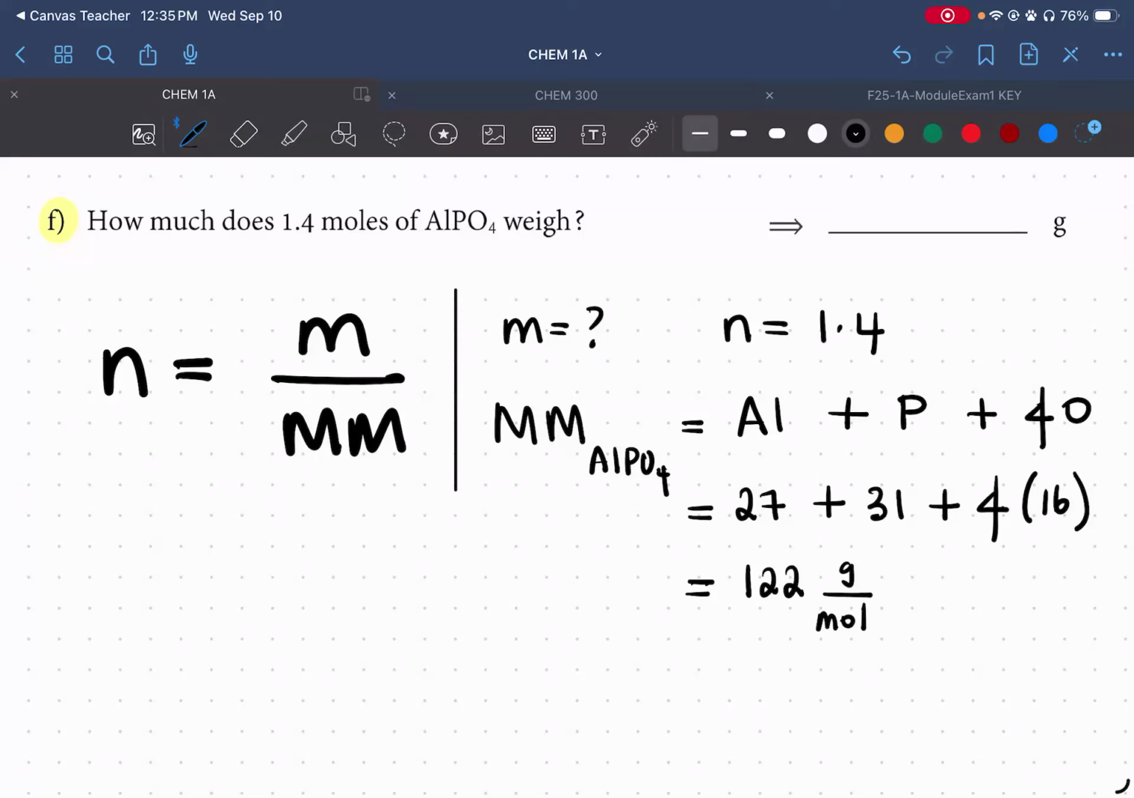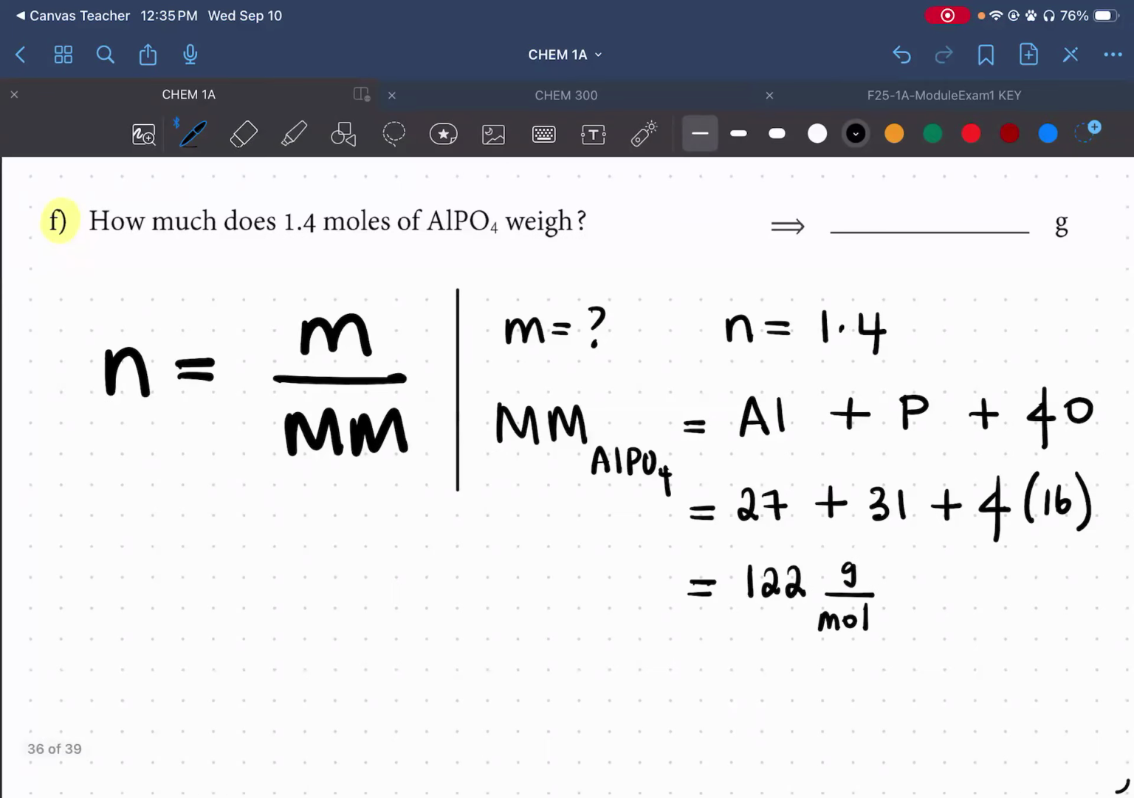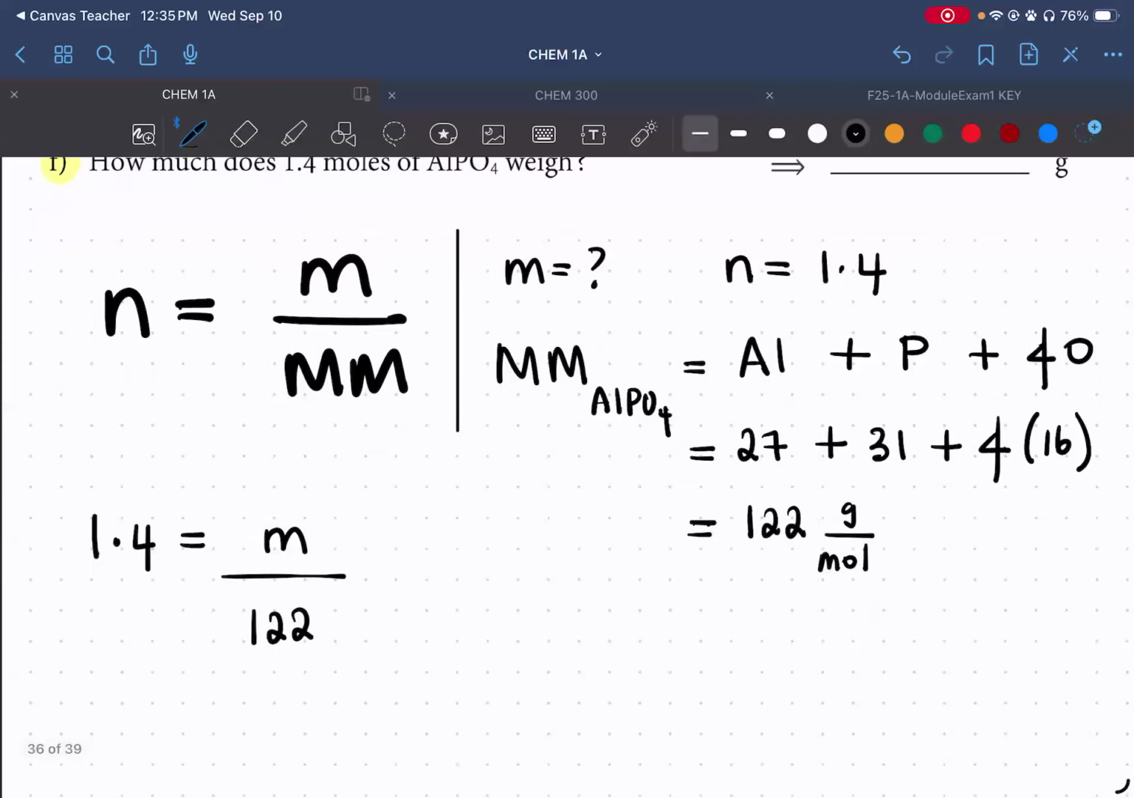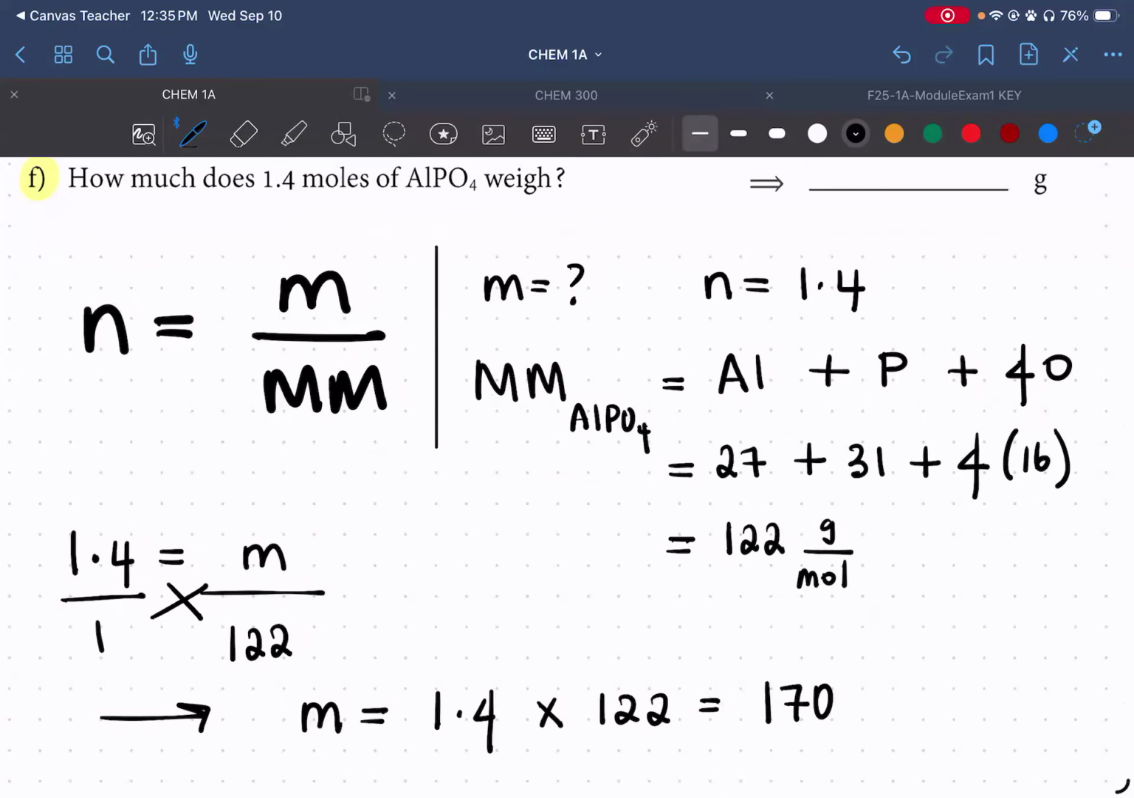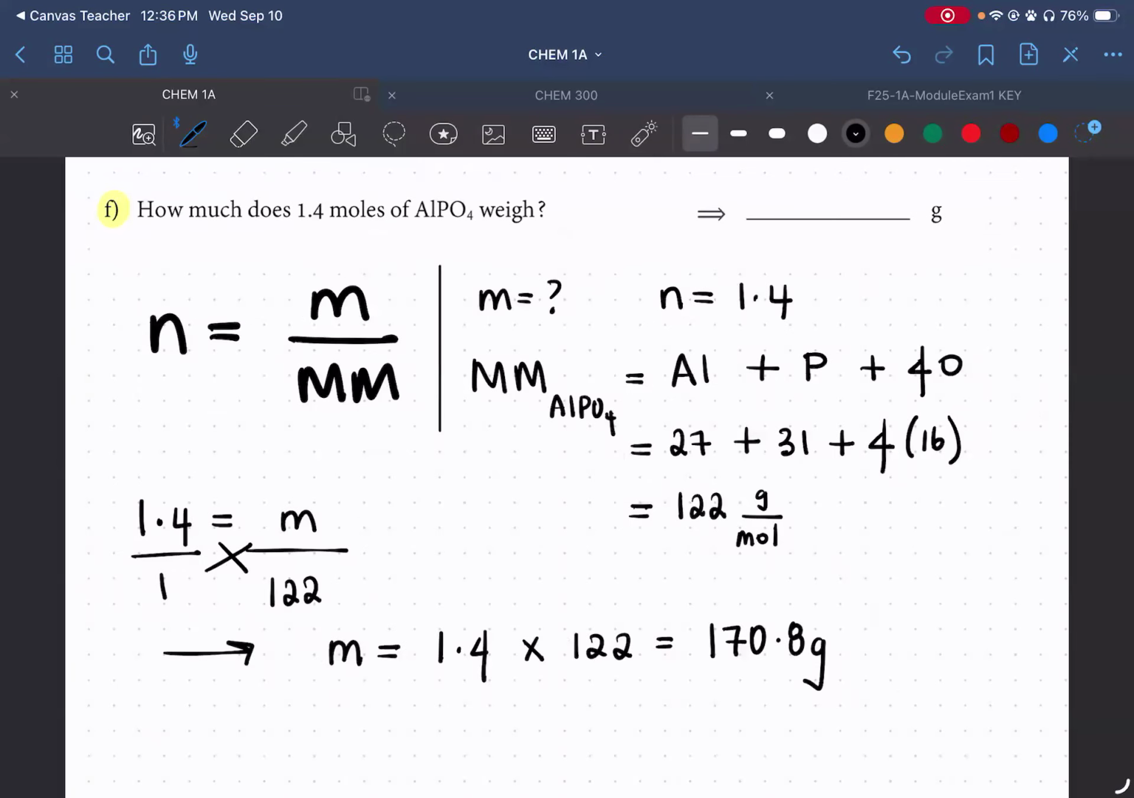Now that we have the molar mass in hand, we can plug it into our equation. N is equal to 1.4. We're trying to find M, as in mass, and the molar mass is 122. A little bit of algebra skills tell us that we can cross multiply such that we can say M is equal to 1.4 times 122. Putting this in our calculator, we get 170.8 grams. Now, we're not done just quite yet.